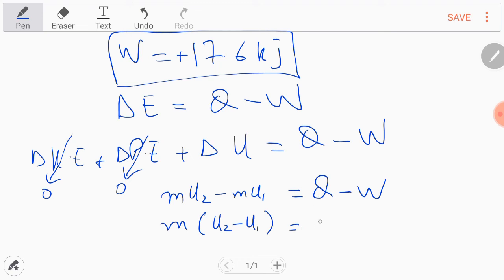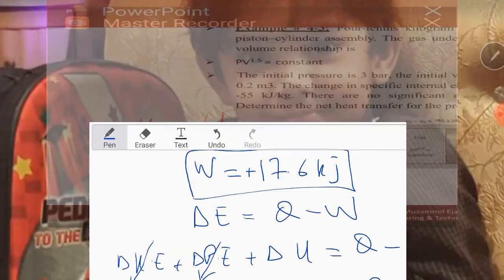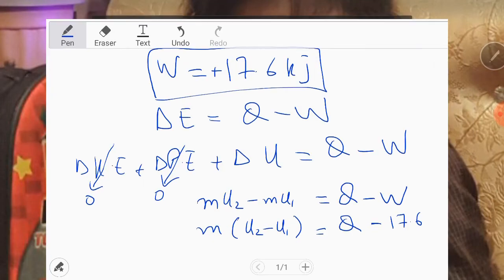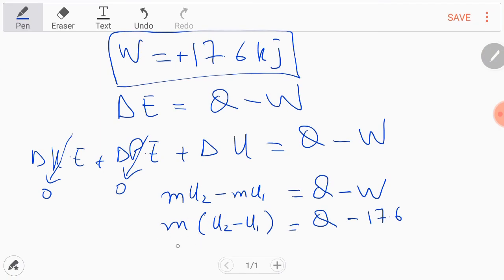We need to calculate the Q, and we already know that the work is 17.6. This minus is from the formula. If we have a work in the negative, then it becomes positive. And we know the answer of u2 minus u1, it is minus 55 kilojoules per kg. You can see here minus 55 kilojoules per kg, and the mass is 4/10.